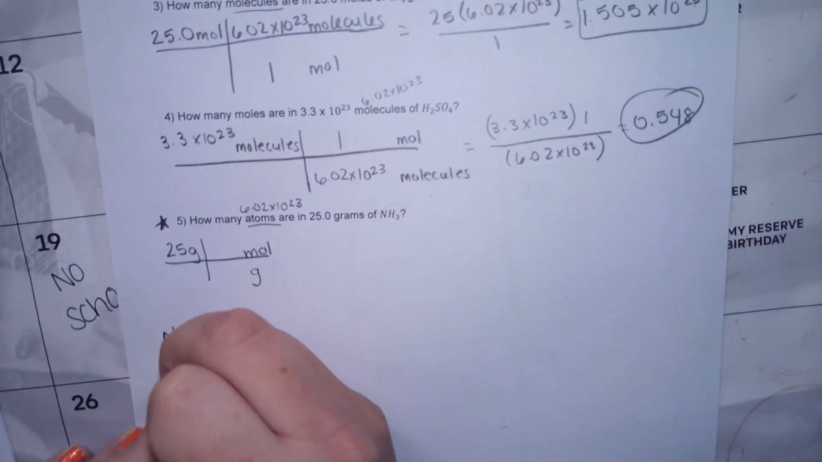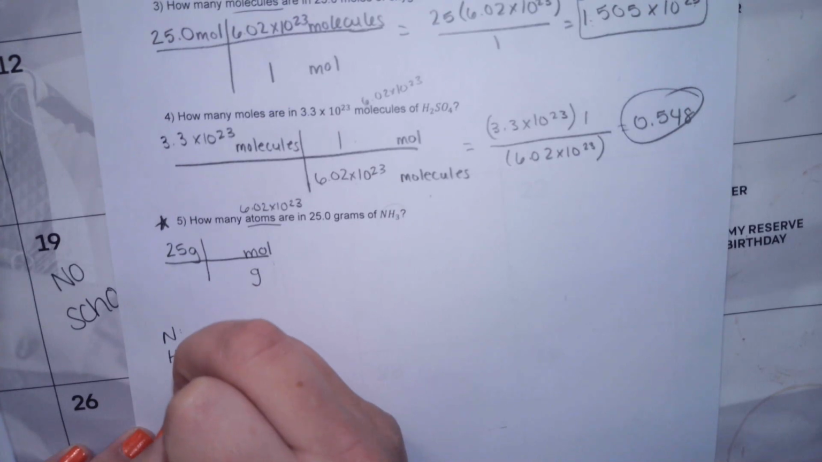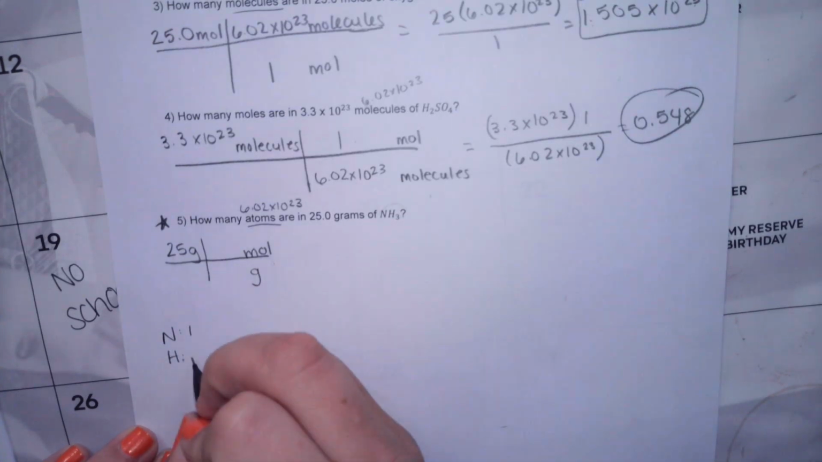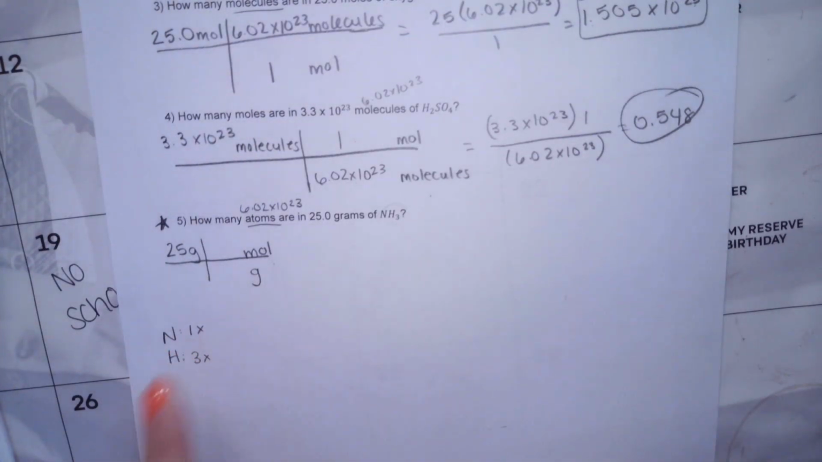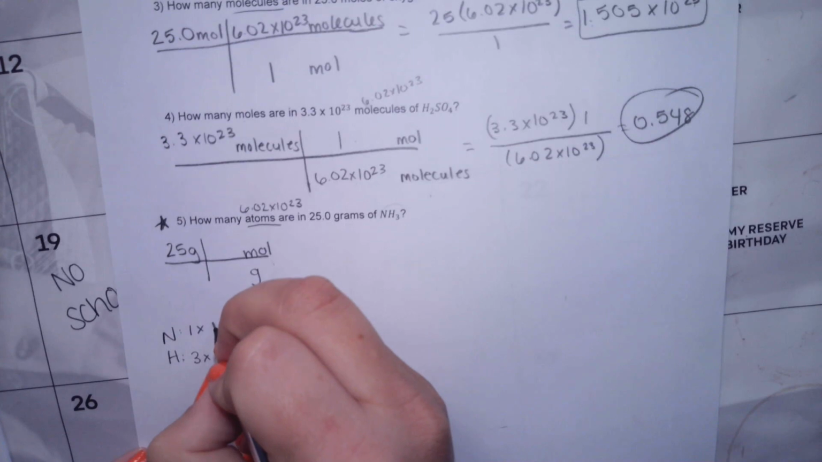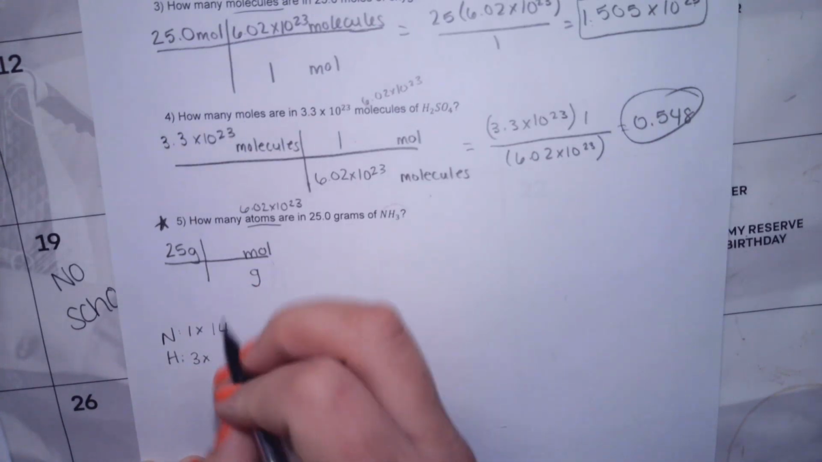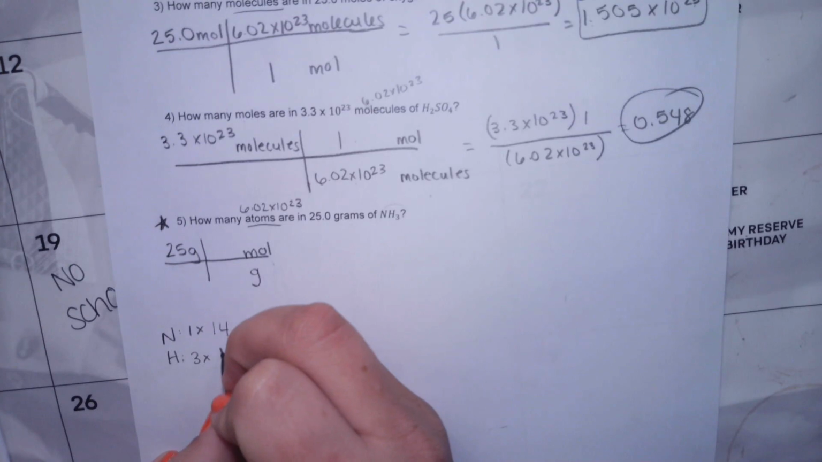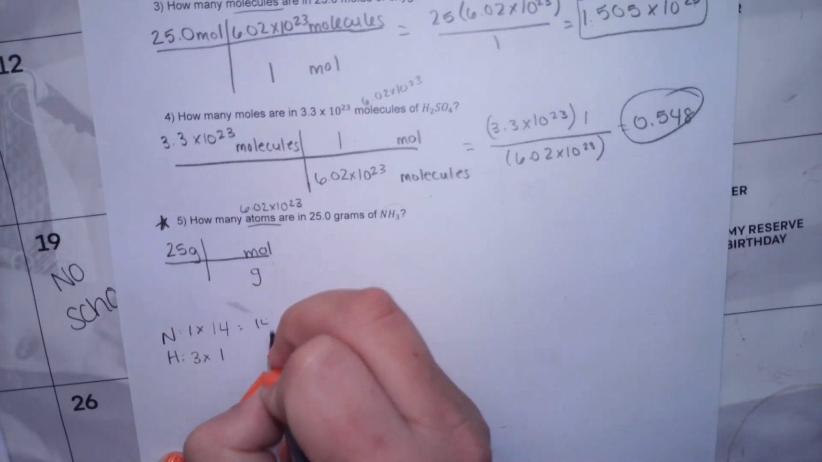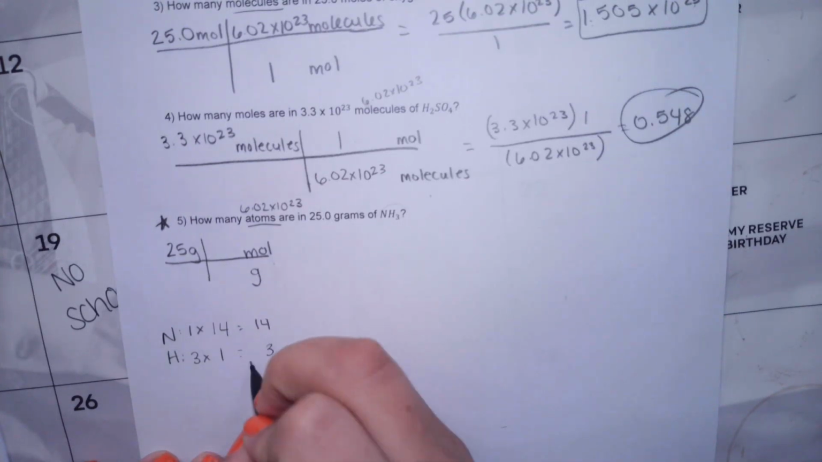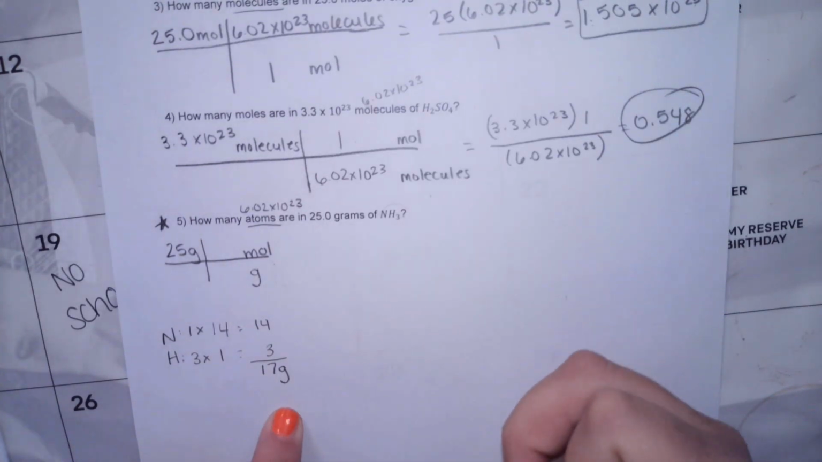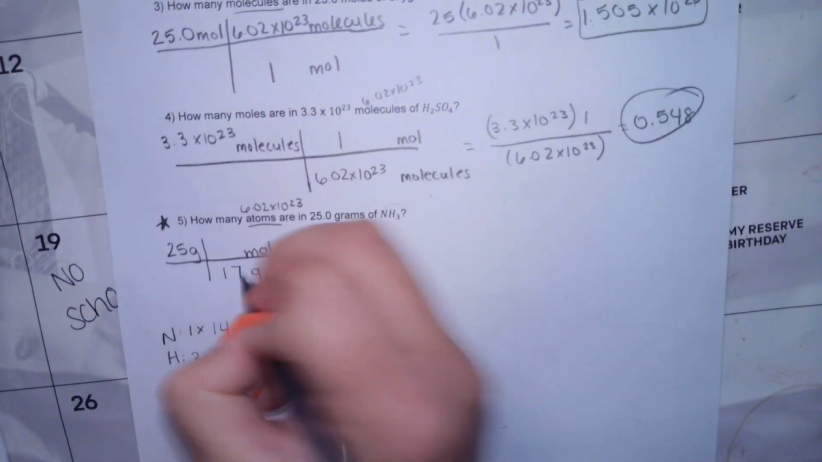So we have N and H. In NH3, we have 1 N and 3 H's. So we're going to multiply those by our masses. Looking at the periodic table, which I don't have up here, what's the mass of nitrogen? 14, thank you. And hydrogen is? 1. So we have 1 times 14 is 14. We have 3 times 1 is 3. We add those up, we get 17 grams total. Okay? So that's what goes right there.